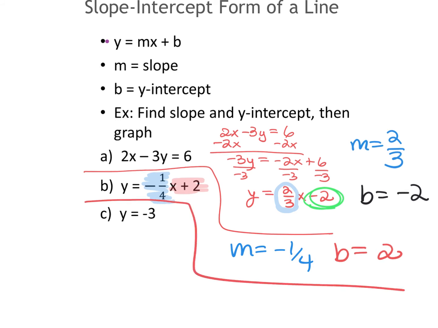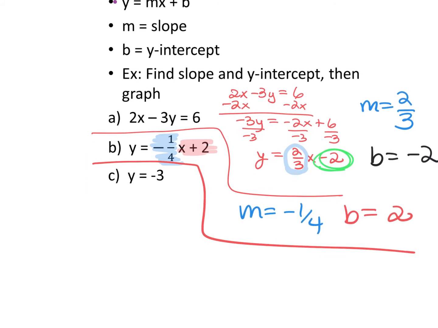Now the last one, if you remember, this one is a horizontal line whenever it's y equals a number. So the slope here is 0. And because it's a horizontal line, it's going through the y-axis at negative 3. So my y-intercept here is negative 3.